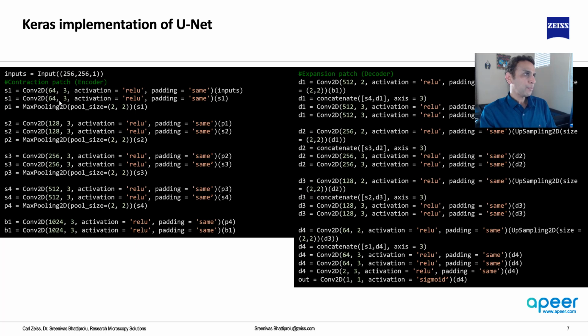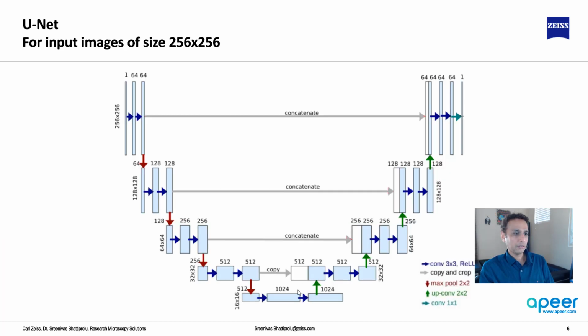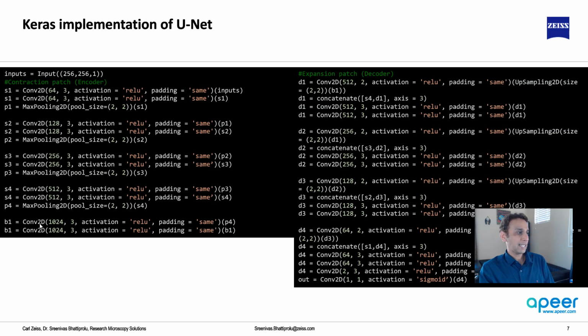Okay, so this part should be pretty straightforward, the encoder part. And this is the base 1024 right there. What do you do with this 1024 now? We need to go the other way around. Okay, so with B1 as input, right there, that's my input.